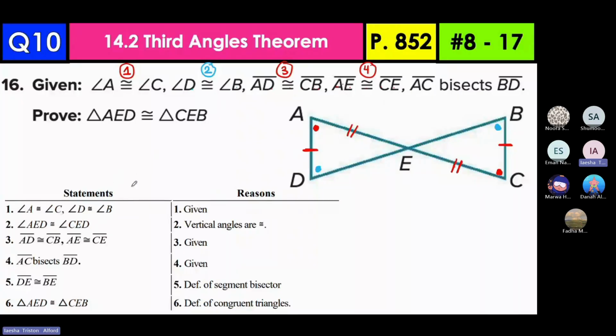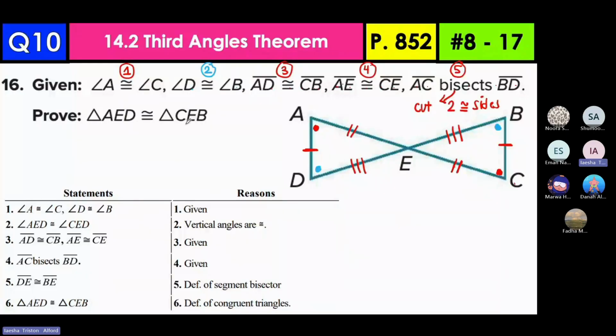Then we have another given. Given number 5, A bisects BD. What is the meaning of bisect? Cut into two parts. Cut it into what? Two congruent sizes, congruent sides or segments. So where is AC? This is AC. It is cutting BD. So this side is congruent to this side.